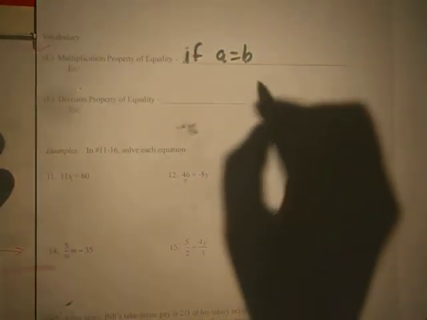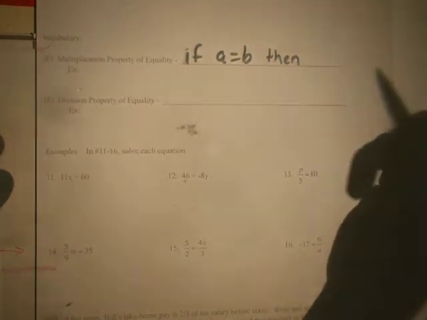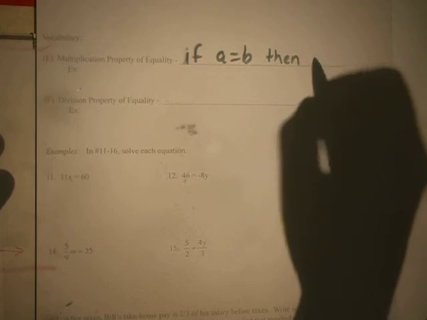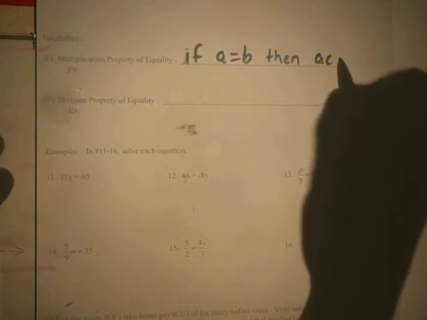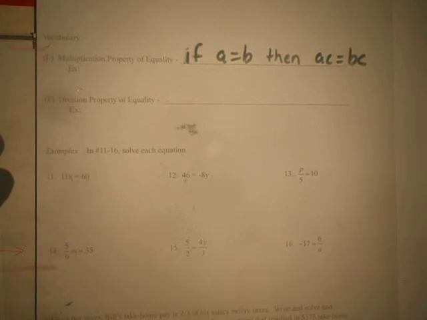We start our next page of notes with the multiplication property of equality, and that states that if A equals B, if we have that equation, then we can multiply both sides of the equation and it will still be equal. Then A times C equals B times C.